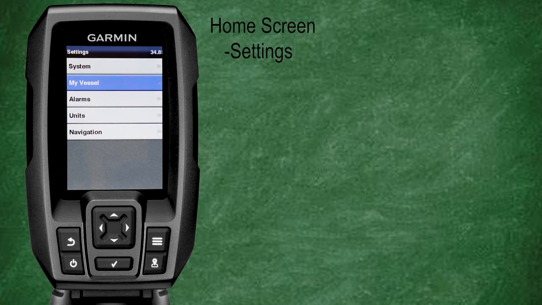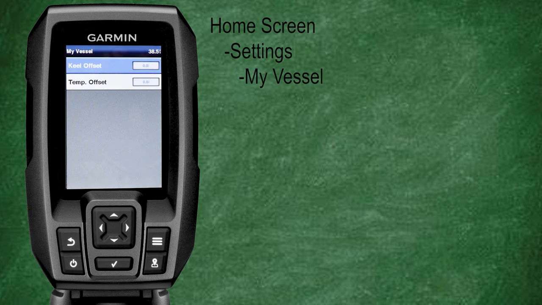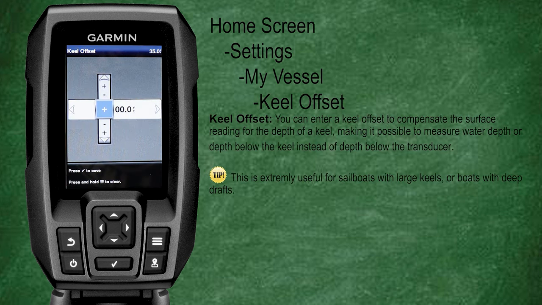Moving on to My Vessel, under the Settings menu, we see two options, one for keel offset and one for temperature offset. The keel offset offsets the surface reading from the transducer for the depth of a keel, making it possible to measure the depth from the bottom of the keel instead of from the transducer's mounting location.